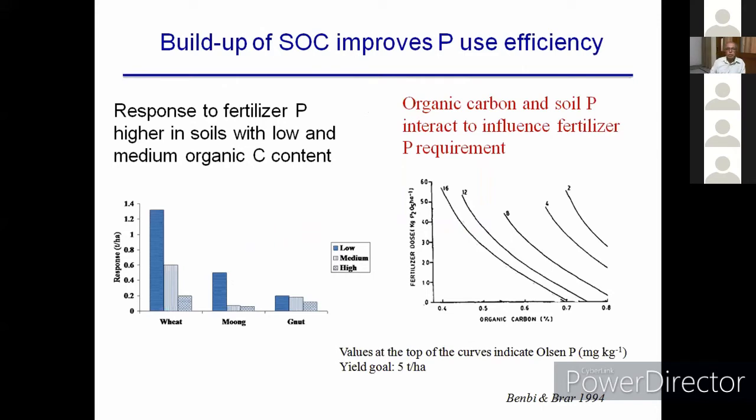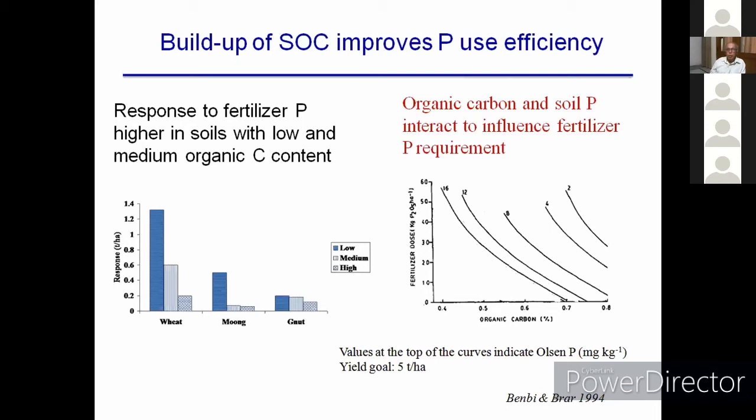Now, another resource is phosphorus, a very important primary nutrient. The effect is the same as I showed you for nitrogen. There are different yield goals, and there is the amount of organic carbon in the soil and the amount of phosphorus fertilizer required. As you increase your organic carbon content, for a given yield goal, the amount of fertilizer required is much lesser.